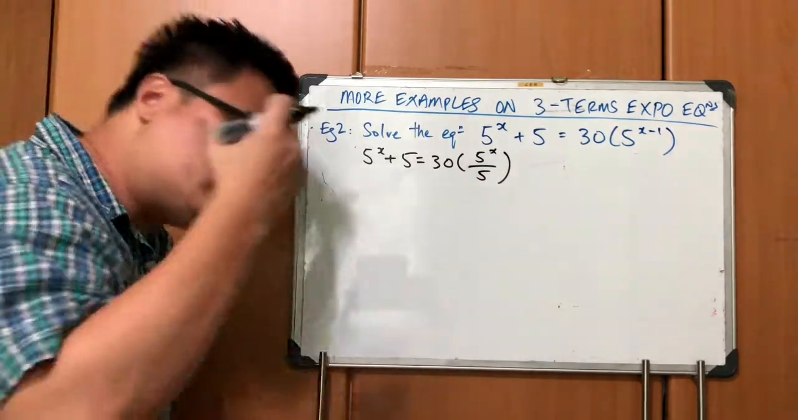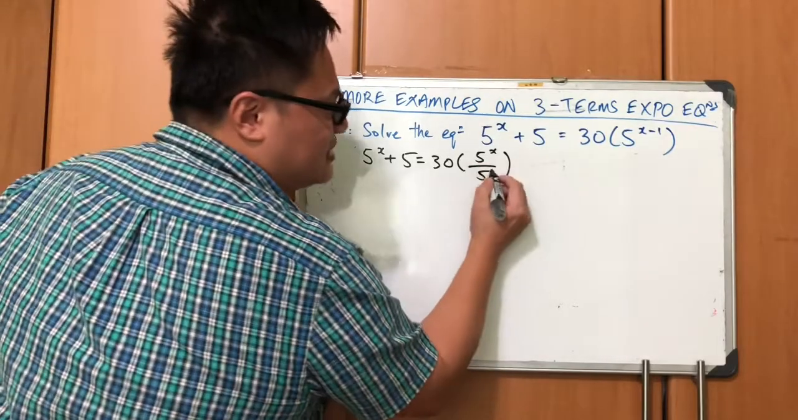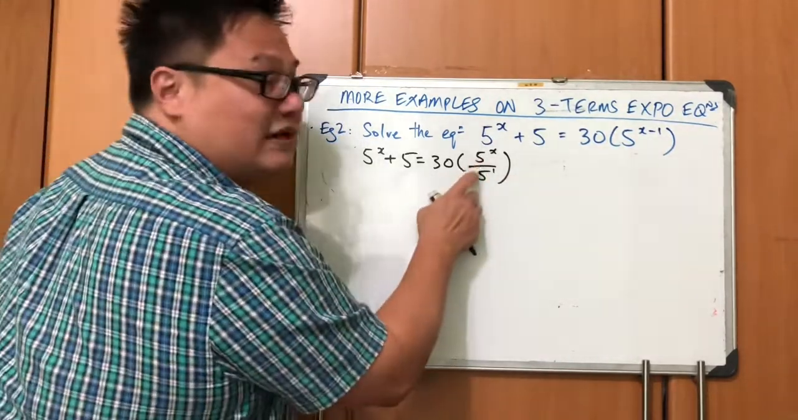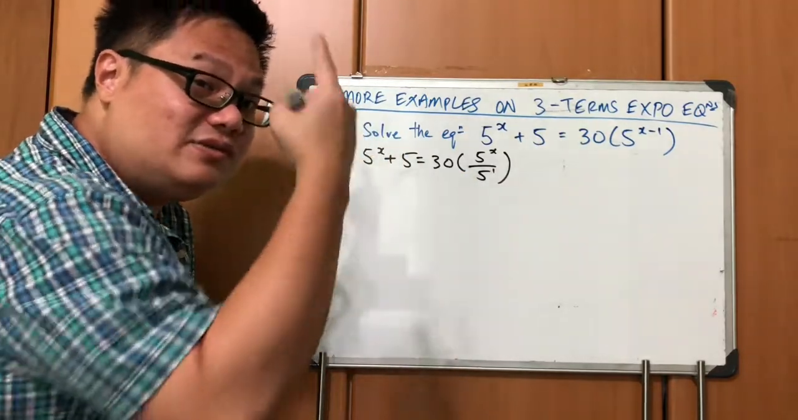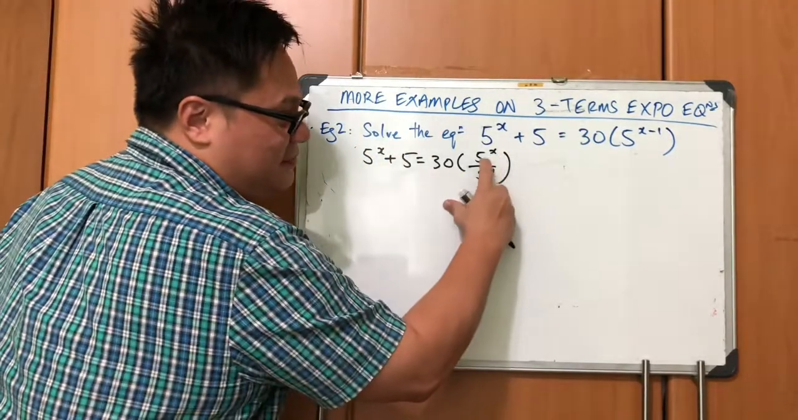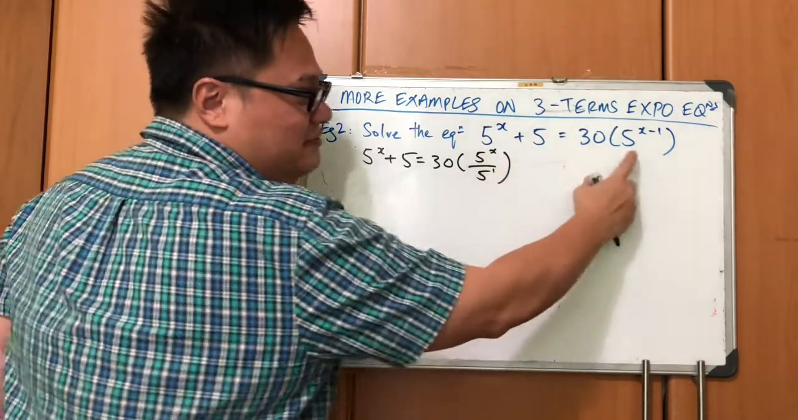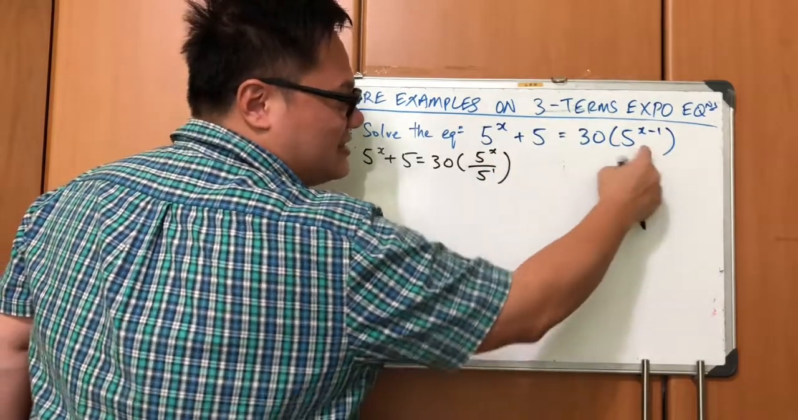If you're not very sure, let's recall our laws of indices again. This is the same as 5 to the power of 1, right? When you divide two expressions with the same base, what do you do with the power? You subtract the power, right? So it's 5 to the power of x minus 1. See, 5 to the power of x minus 1. So we know they are the same.